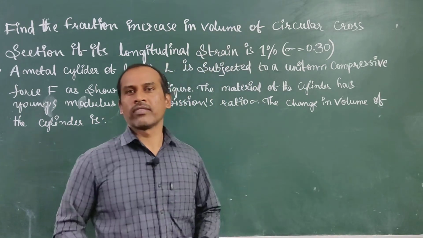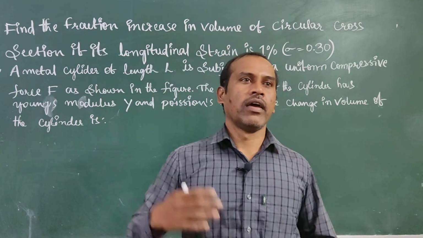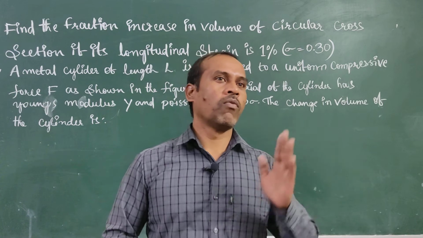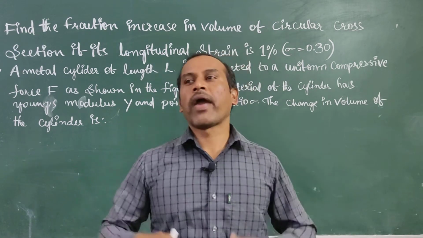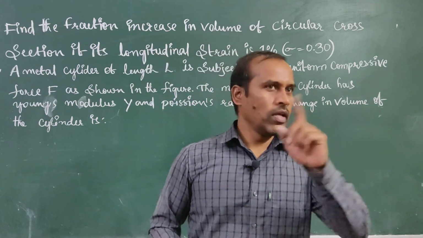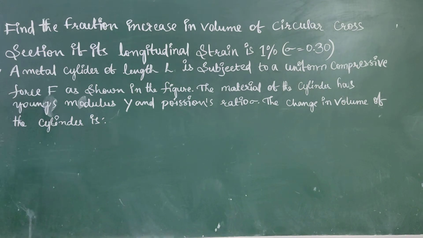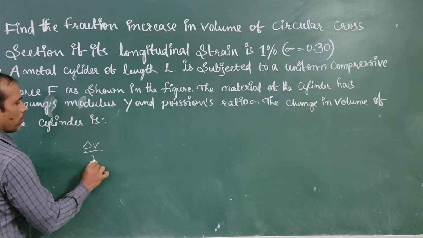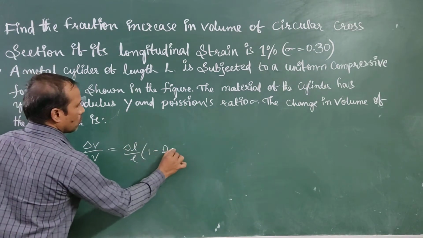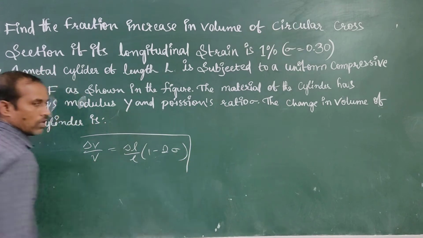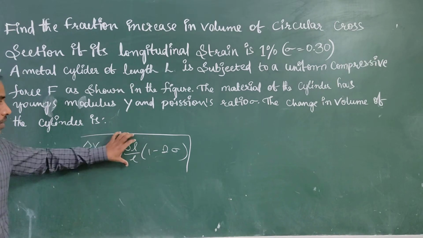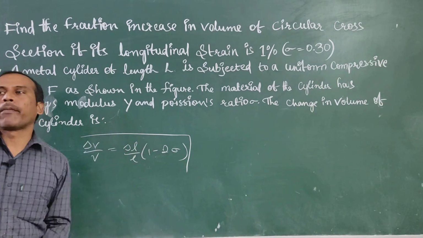So last class we were discussing strain, the isothermal process, the adiabatic process, and also the relation between volume strain, lateral strain, and Poisson ratio. First of all, recall the relation: delta V by V is equal to delta L by L into 1 minus 2 sigma. This is the relation among volume strain, longitudinal strain, and the Poisson ratio.